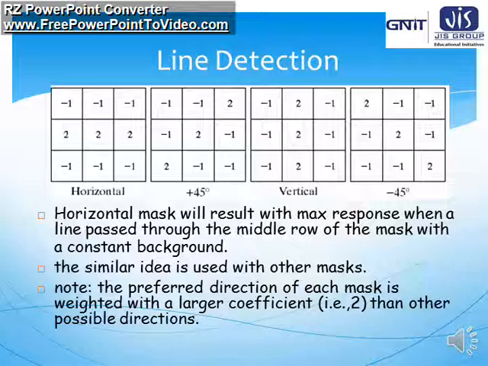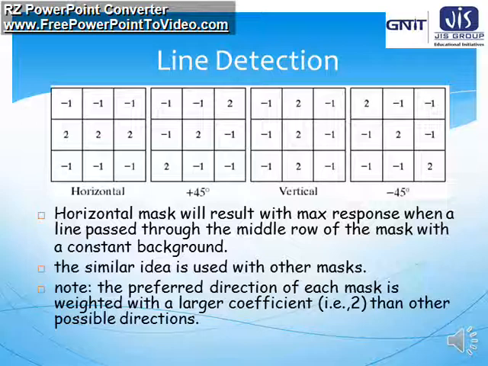So the average response of this mask should be equal to 0 if there is no line, so no line can be detected from there. But if there are some lines, this mask will give some values. That means the average response in this case should not be 0.